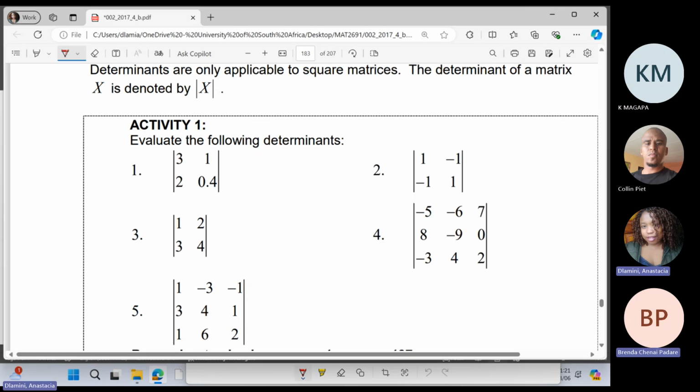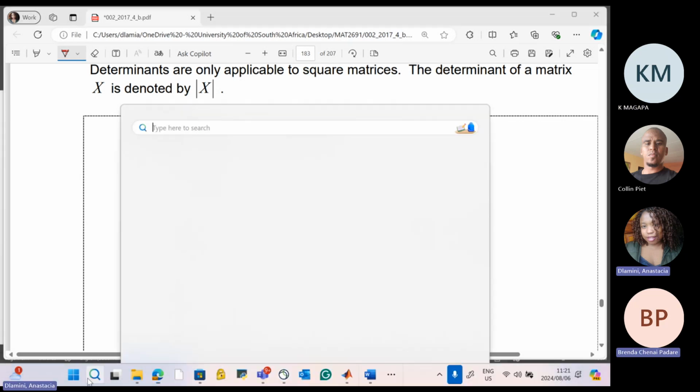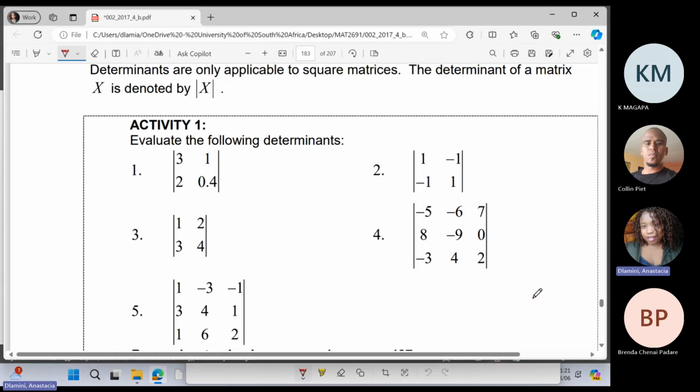Okay, which determinant are we looking for? For number 2. Let's start with number 2. Wait. So number 2, we're gonna say please wait. Let me do a screenshot here.